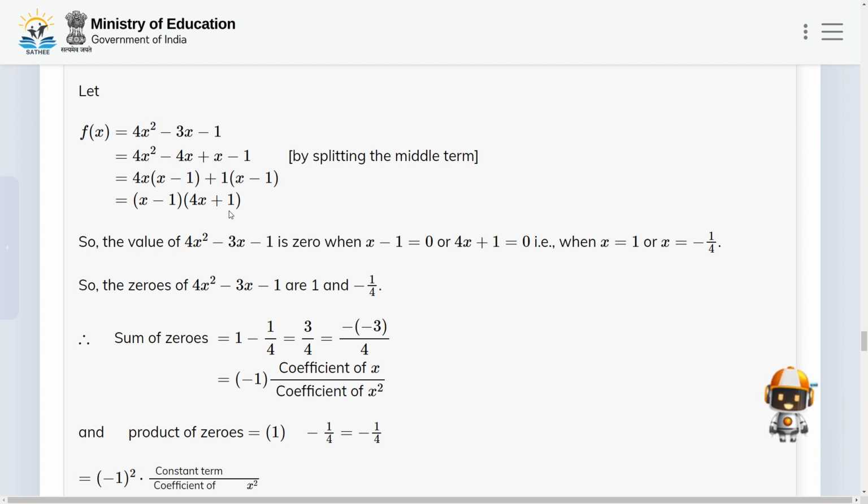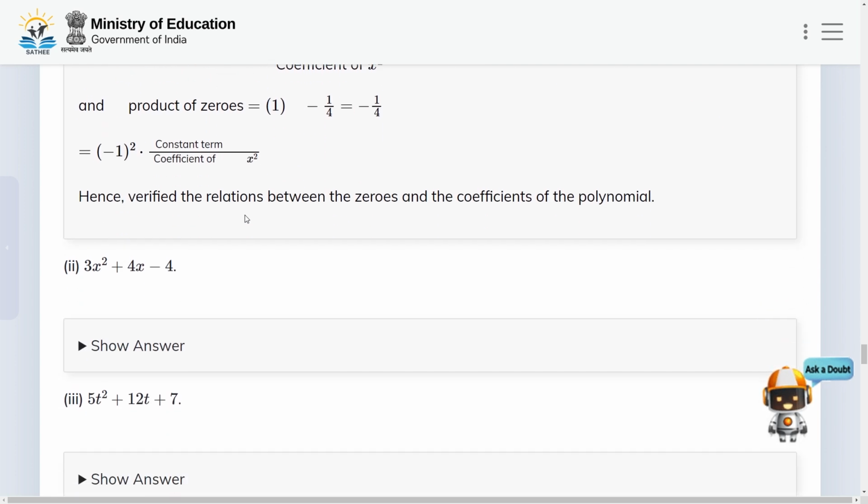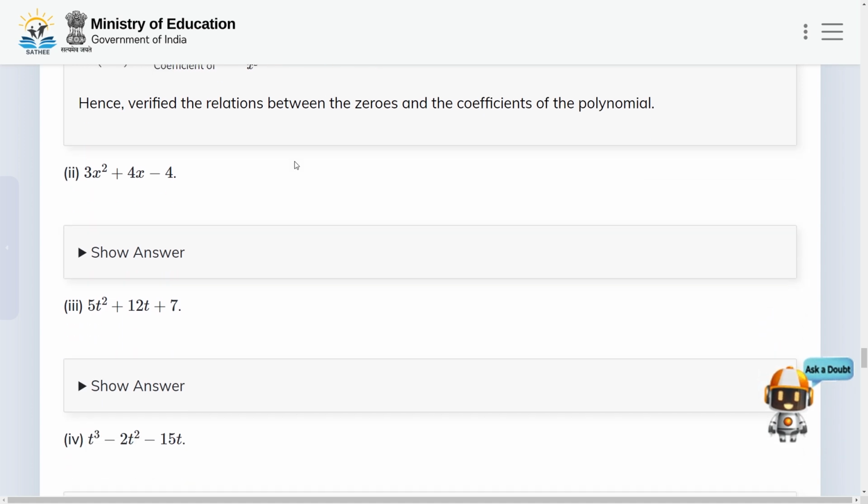Therefore, the sum of zeros is 1 minus 1 by 4, which is 3 by 4, and this is equal to minus of minus 3 by 4, that is, minus coefficient of x divided by coefficient of x square. Now the product of zeros is 1 times minus 1 by 4, which is minus 1 by 4, and this is equal to constant term divided by coefficient of x square. Hence verified the relation between the zeros and the coefficients of the polynomial.